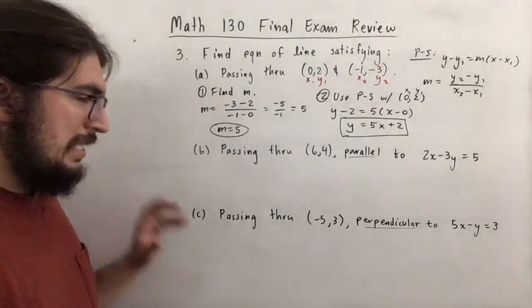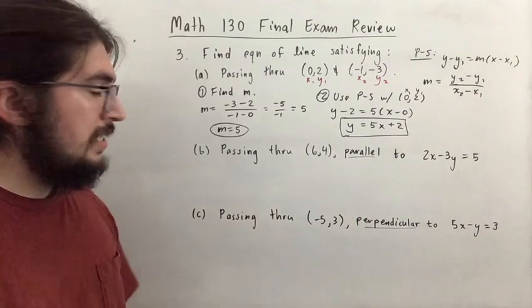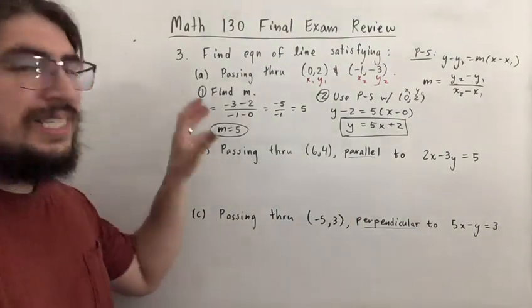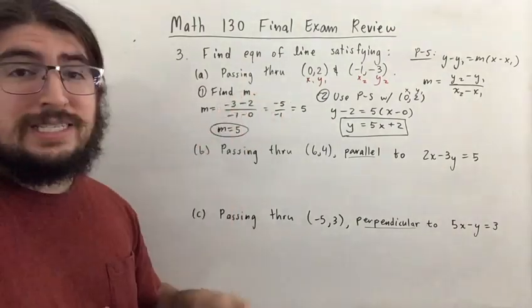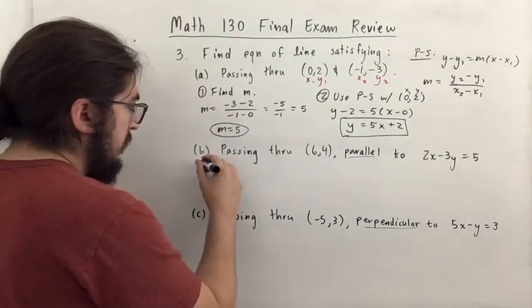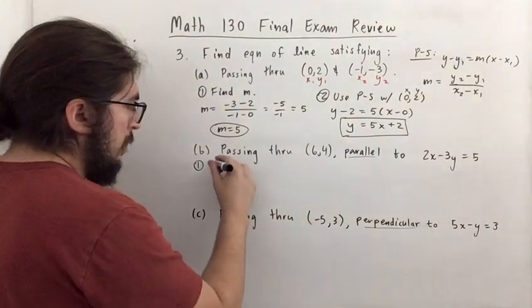Now B and C are kind of similar. Of course, they involve different wordings, but the process is exactly the same. The way you do the first step is a little different, but the way you do the second step is exactly the same. So the first step is to find the slope. I'm not given the slope, but I am given the point. So how do we find the slope?